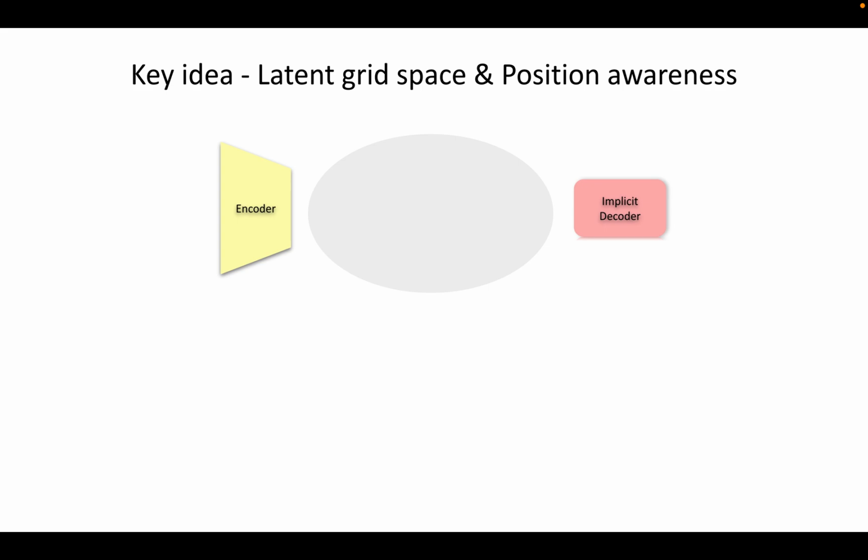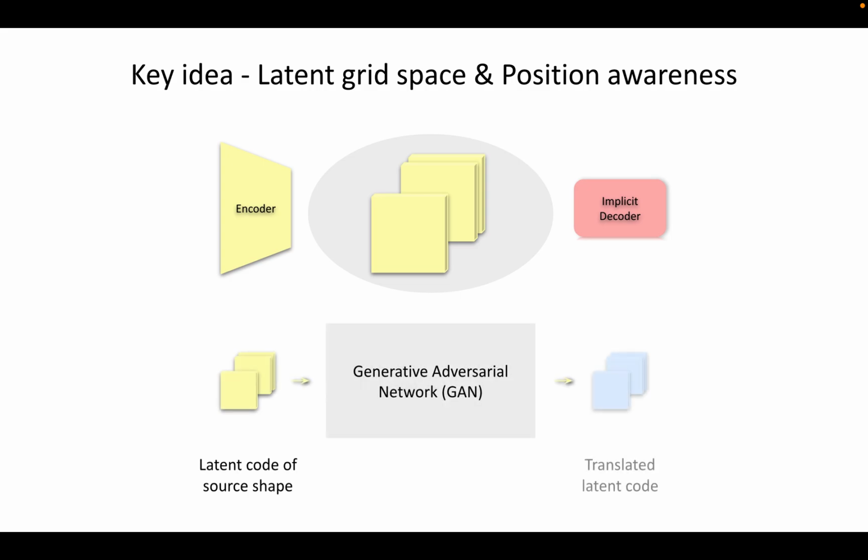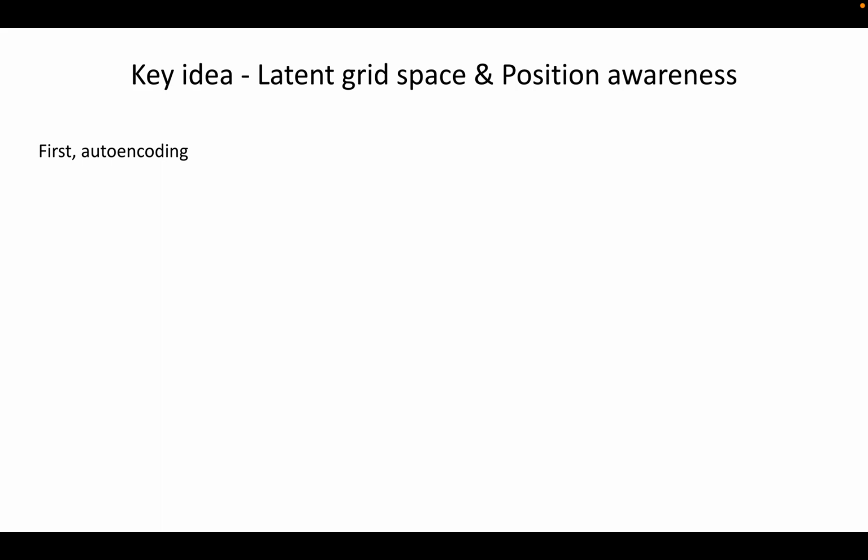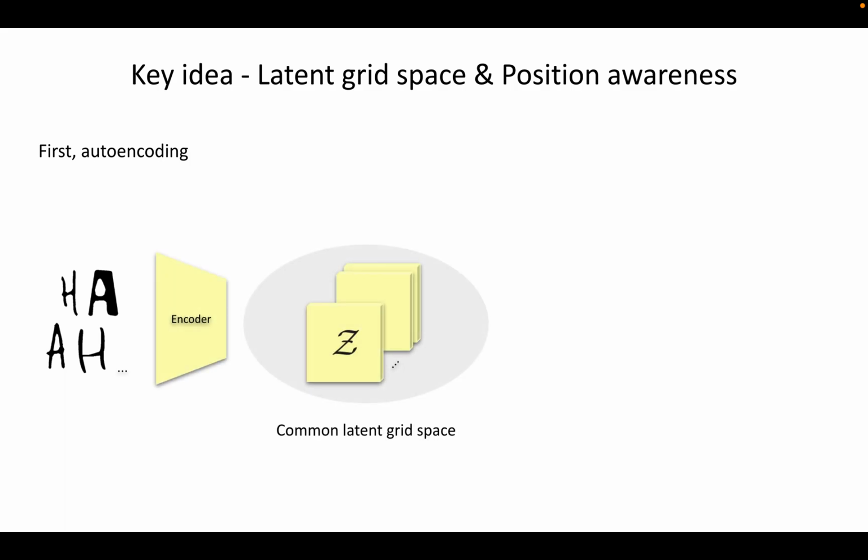The key idea of our work is to add position awareness through latent grid space and perform translation tasks on that space using a generative adversarial network. In order to perform translation on the latent grid space, given a 2D image or 3D voxel as input, we first use an encoder to encode both source and target domains into the common latent grid space.